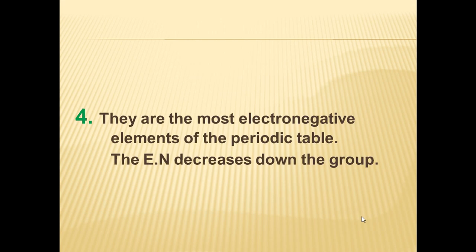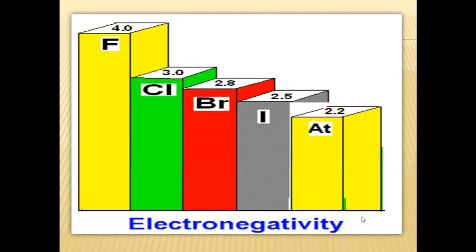They are the most electronegative element of the periodic table. The electronegativity of halogen decreases from top to bottom. Look at this slide on which the electronegativity of halogen is shown. Fluorine has highest electronegativity 4, while astatine has lowest electronegativity 2.2.